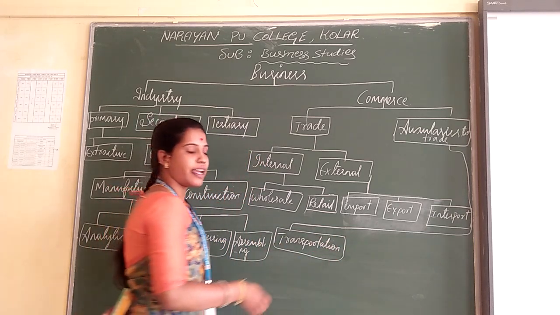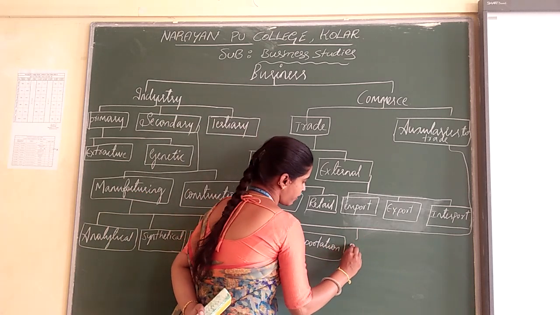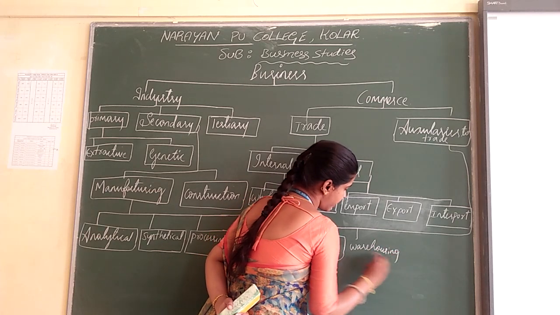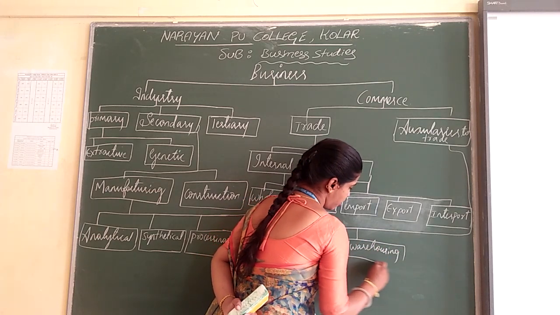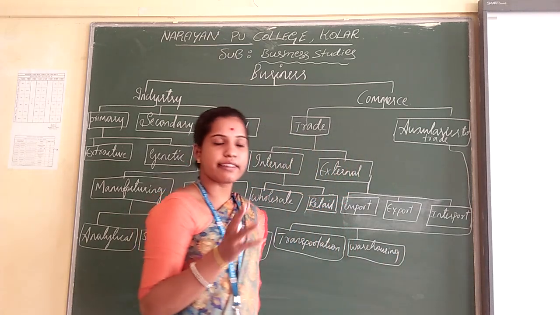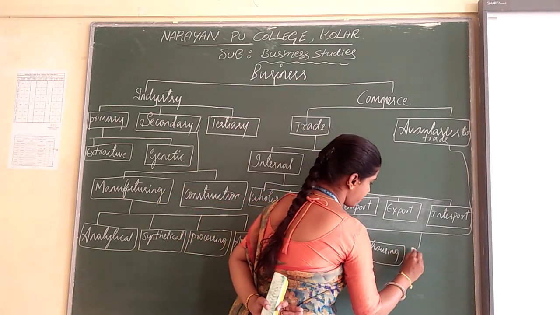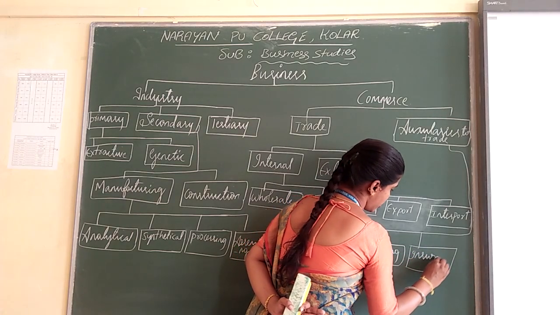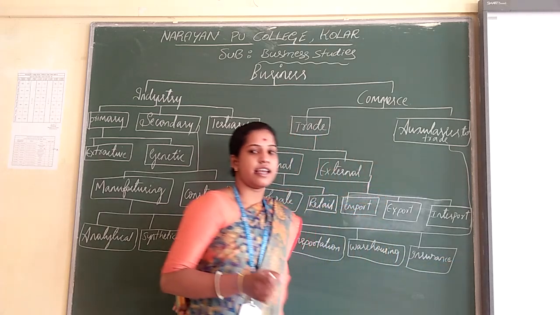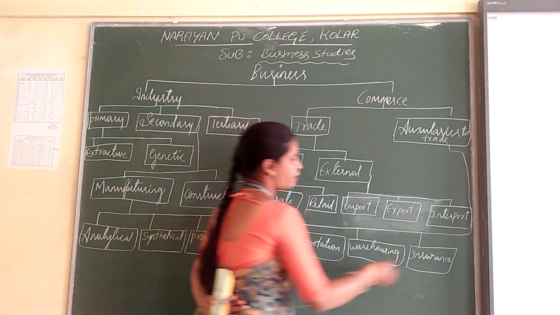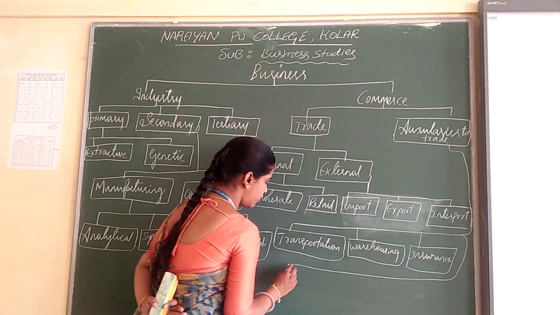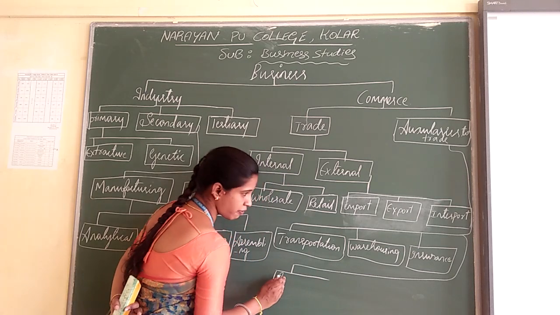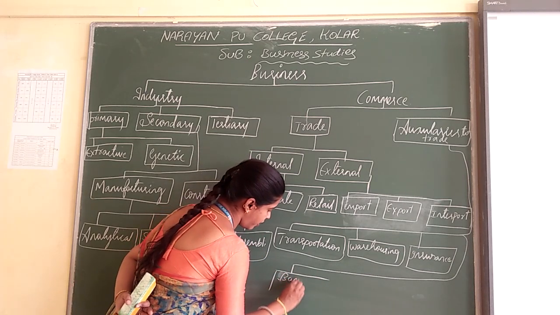The second one is warehousing. The third one is insurance. And the fourth one is banking and finance.